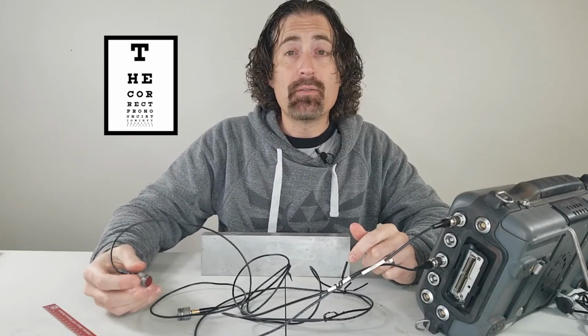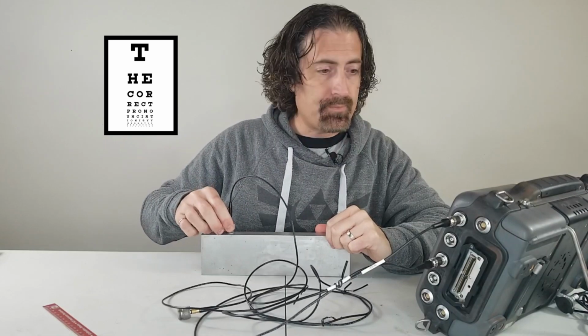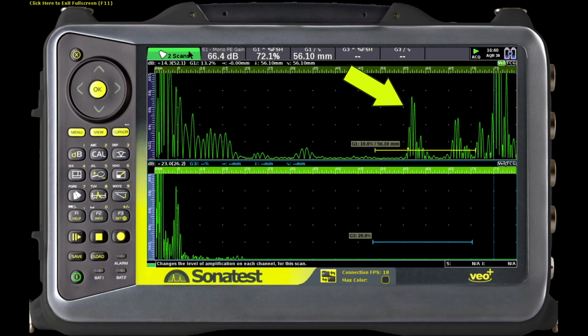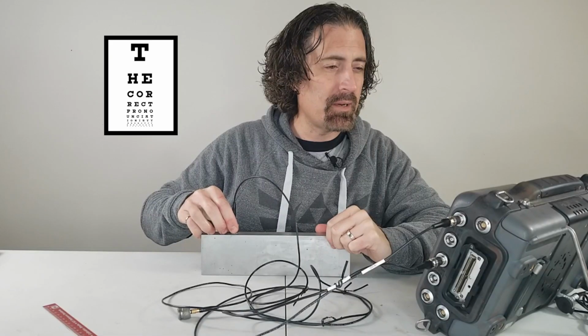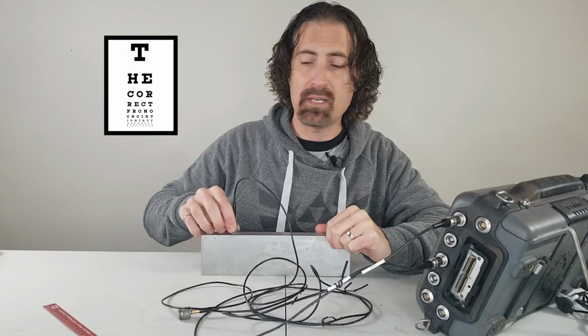So ultrasonically for sensitivity, I can demonstrate the difference between the 2¼ and the 5 meg probe. If I put the 2¼ meg probe over this side-drilled hole at between about 55 to 60 millimeter sound path distance in this aluminum block, you can see I get the signal back to reference, but the noise level before is quite high. It's between about 3 and 5% screen height.